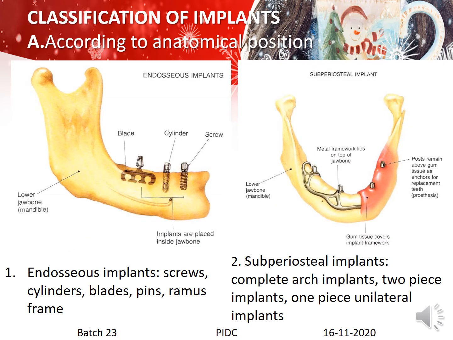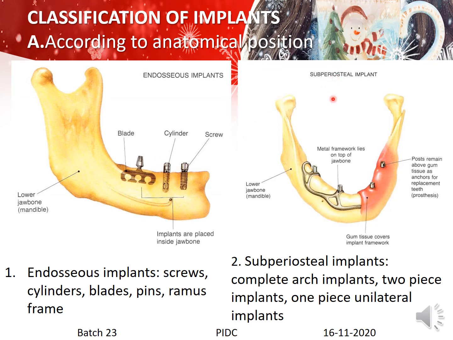So now coming on to the classification of implants. So it has been classified according to various categories. According to the anatomical position, it has been classified as endosseous implants, where you are placing the implants deep into the alveolar bone, and this could be of various types. This could be a screw shaped implant or screw type implant, or it could be a cylindrical implant, or it could be a blade implant, a pin implant, or a ramus frame implant.